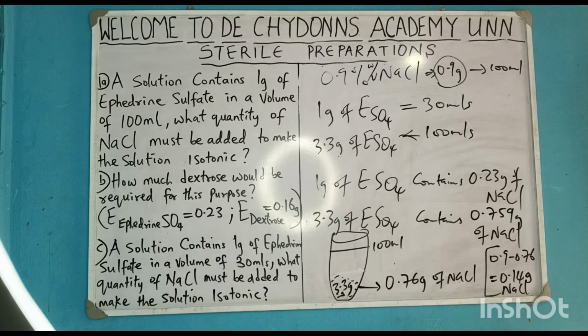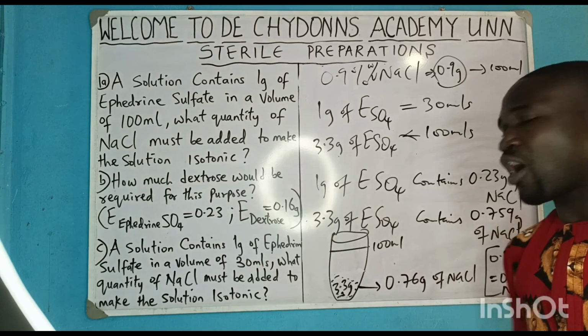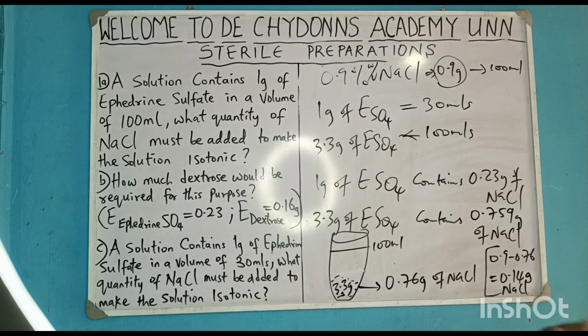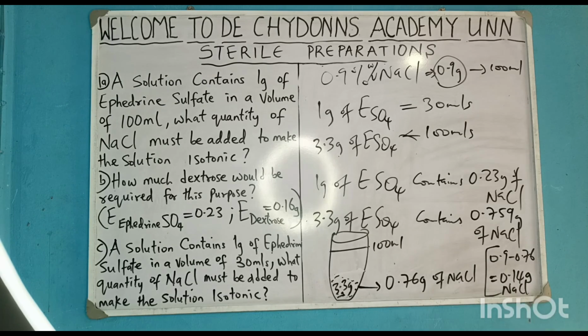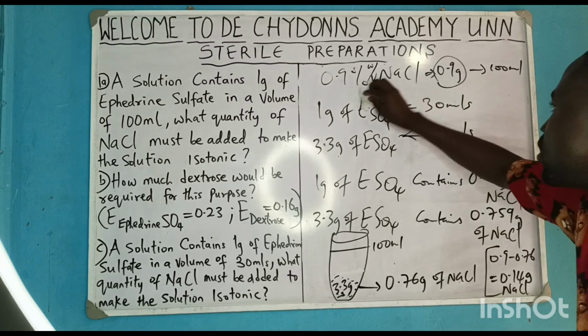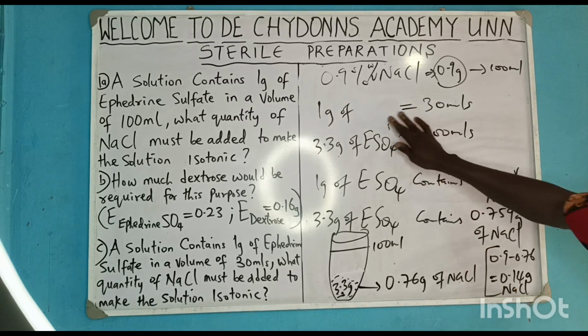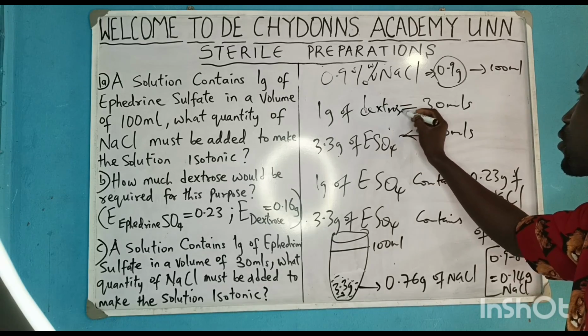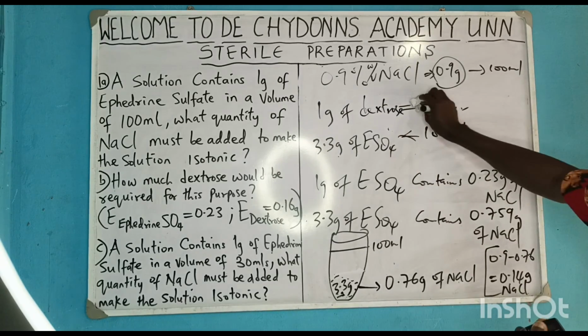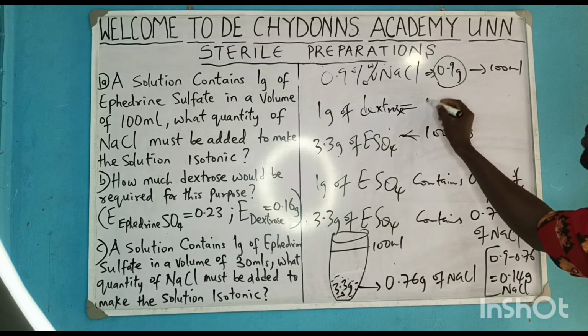Are you getting it? Now, in case that they did not give you sodium chloride, or you don't have sodium chloride in your pharmacy, but you have dextrose, and you want to know the equivalent of dextrose that is equivalent to 0.14, all you just need to do is that you say 1 gram of dextrose contains how many sodium chloride? They say 0.16.